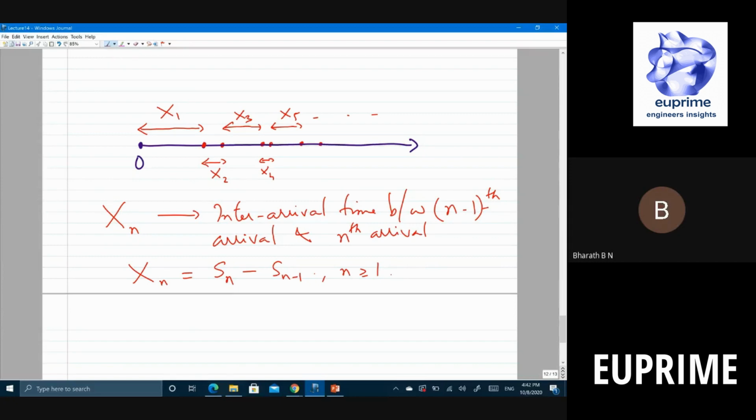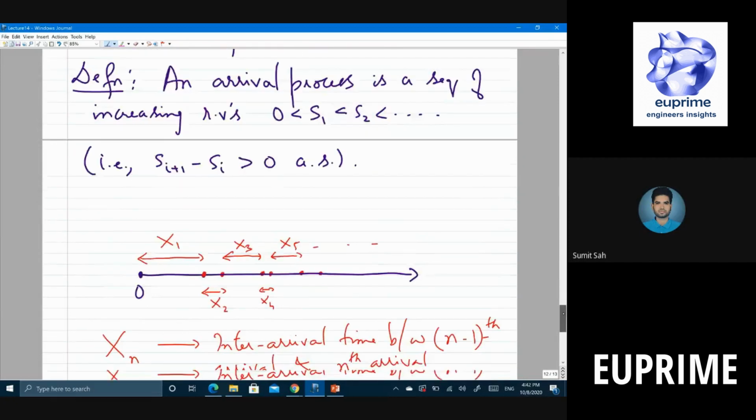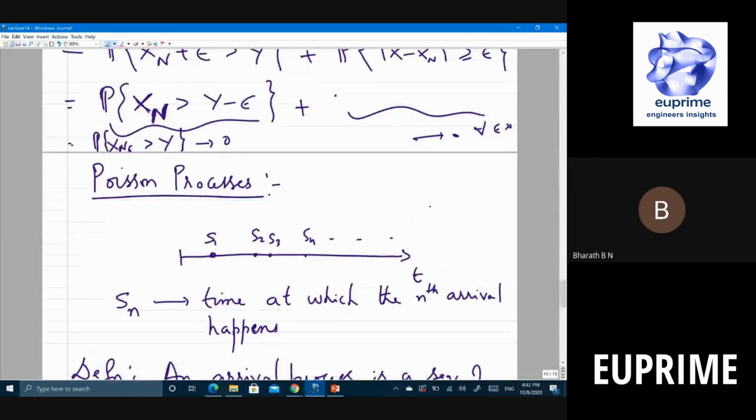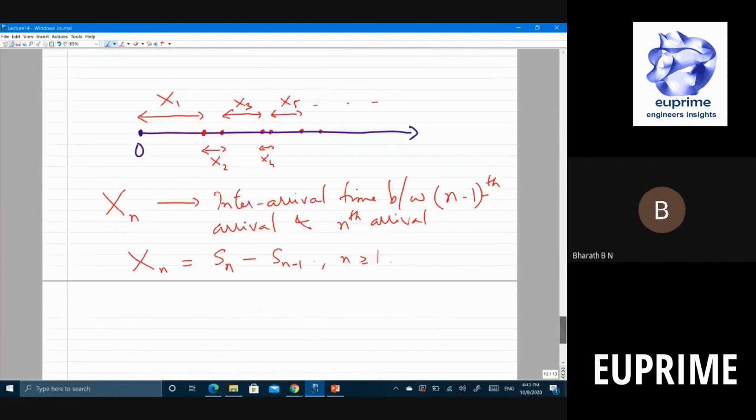Okay. So now I can also write Sn. Sn is the time at which the nth person arrives. Sn is your time. For example, S1 is the time at which the first person arrived at the queue. S2 is the time instant at which the second person arrived at the queue. This is your time, right? This axis. Okay. Just remember this picture.